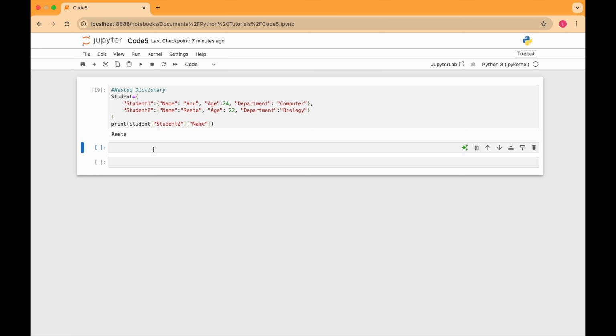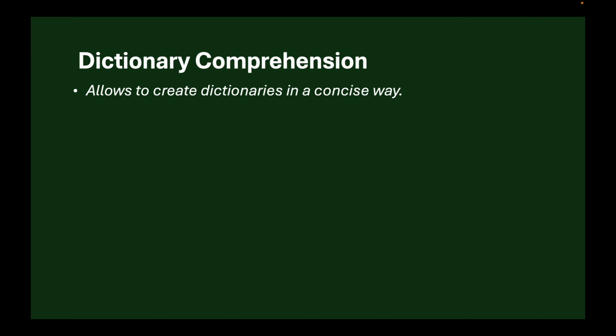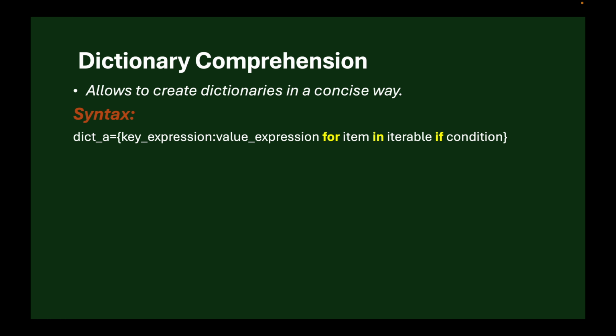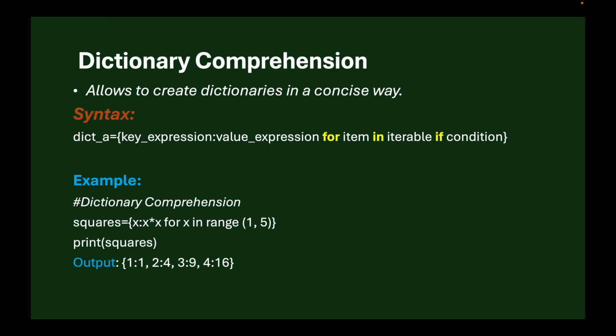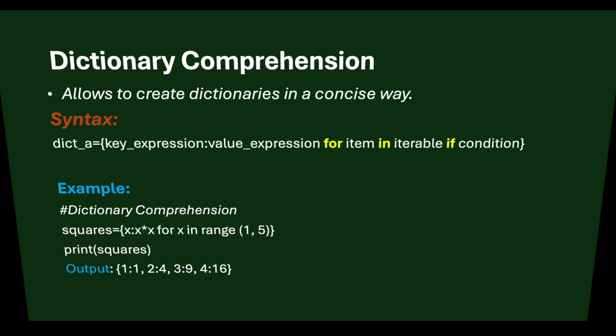Next we have is dictionary comprehension. It allows us to create dictionaries in more readable or concise way. This is the syntax for dictionary comprehension. As shown in this example, we have calculated the squares of numbers between 1 and 4 using dictionary comprehension using a single line of code. So let's go and practice this in our Python code.